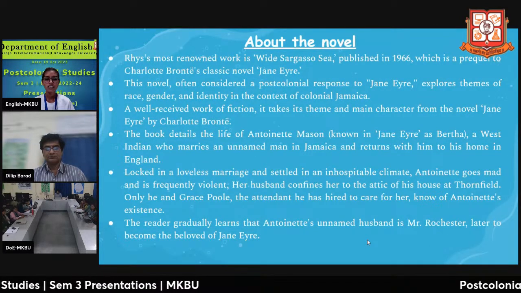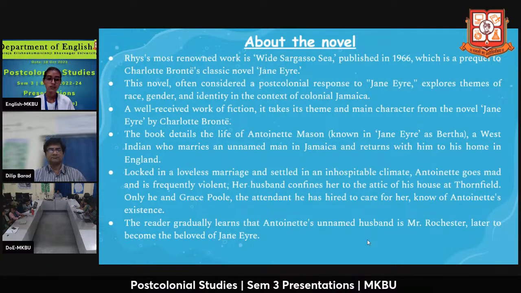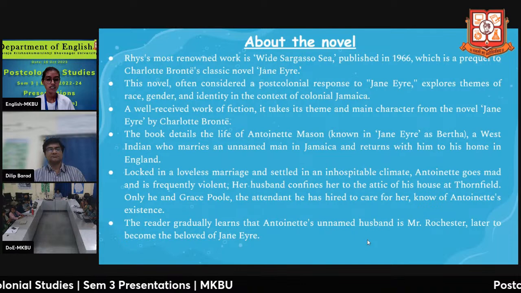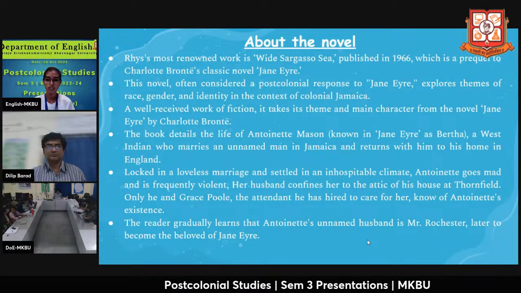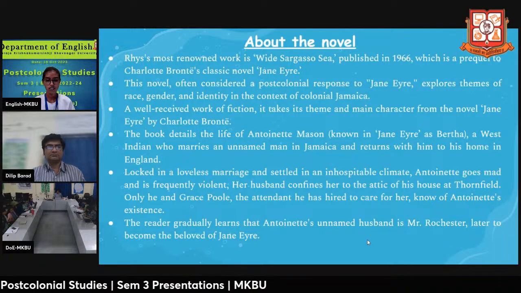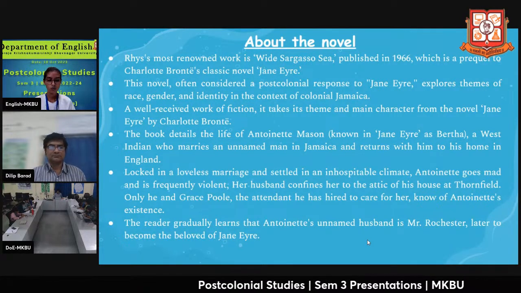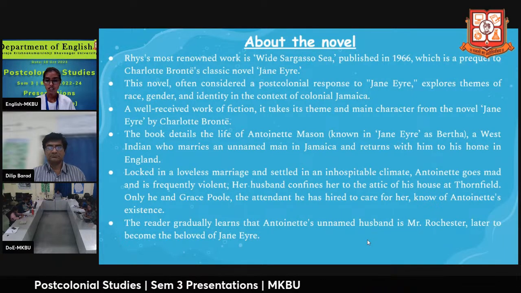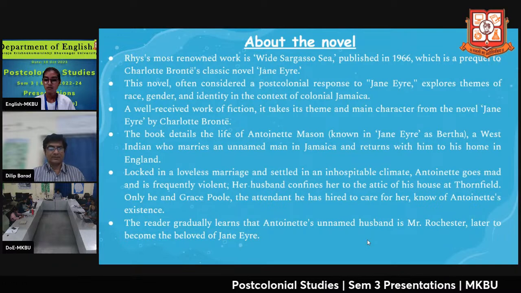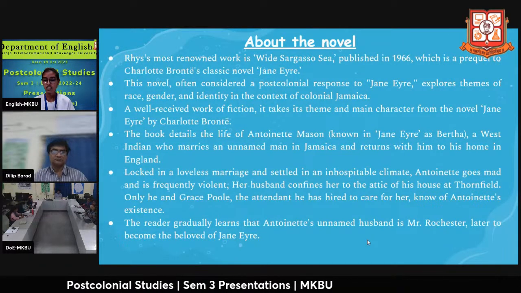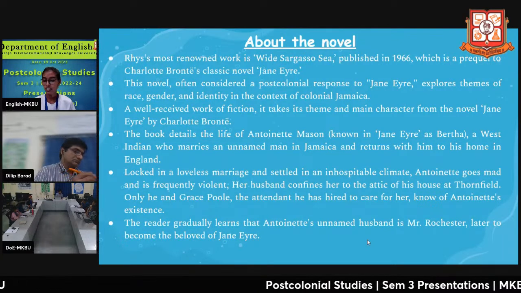About the novel. Here is brief information about the novel Wide Sargasso Sea, published in 1966, which is a prequel to Charlotte Bronte's classic novel Jane Eyre. This novel, often considered a post-colonial response to Jane Eyre, explores themes of race, gender, and identity in the context of colonial Jamaica. A well-received work of fiction, it takes its theme and main character from the novel Jane Eyre by Charlotte Bronte. The book details the life of Antoinette Mason. She is the protagonist of this novel, Wide Sargasso Sea, and in Charlotte Bronte's Jane Eyre, she is known as Bertha. A West Indian who marries an unnamed man in Jamaica and returns with him to his home in England.